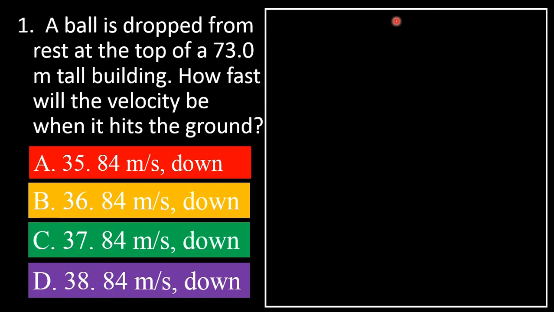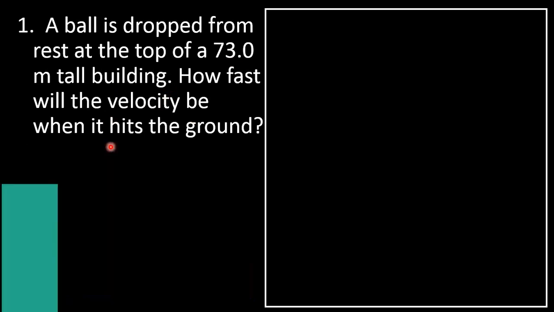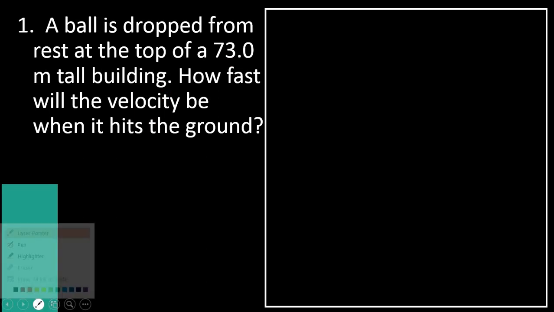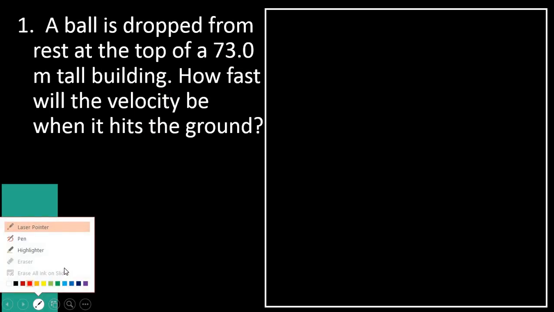Okay, so let's analyze this problem and see how we can use those formulas. Here's the problem. A ball is dropped from rest at the top of a 73.0 meter tall building. How fast will the velocity be when it hits the ground? Here are the choices. Now, in solving a physics problem, you first have to create an illustration in order to have a clearer grasp of what the problem is all about.